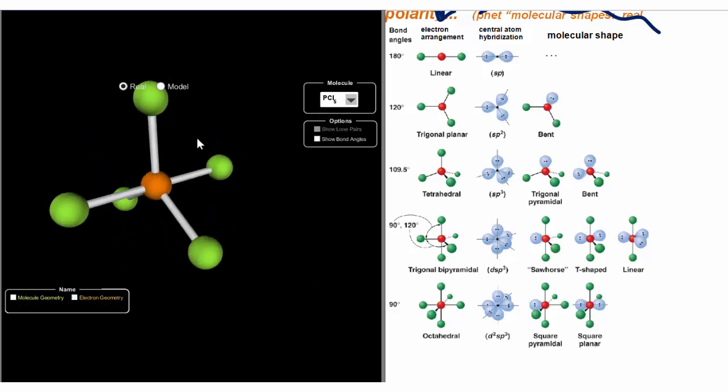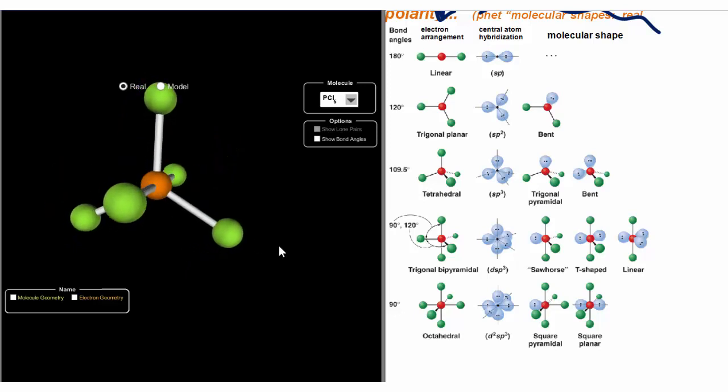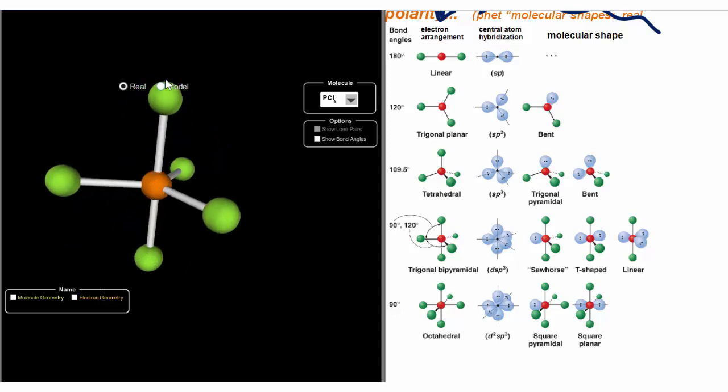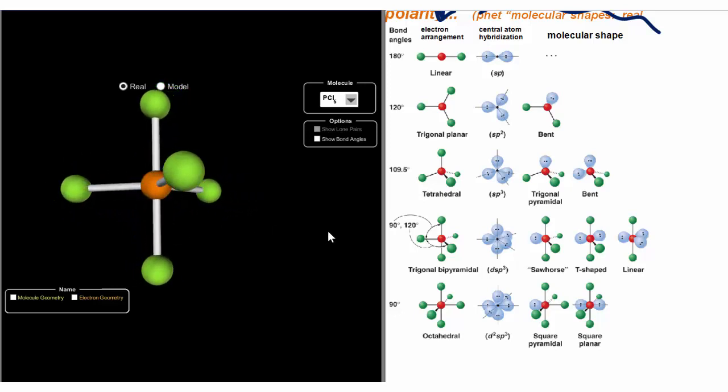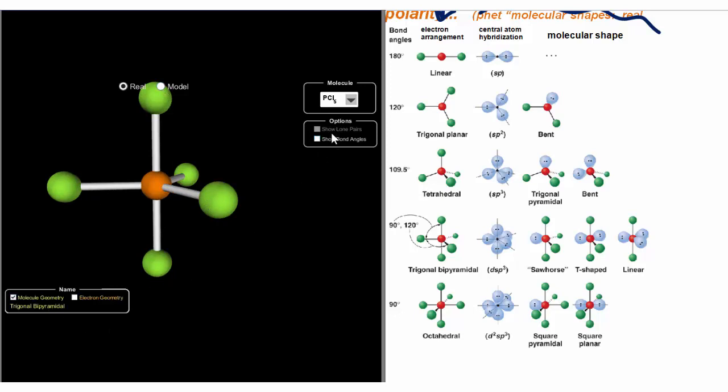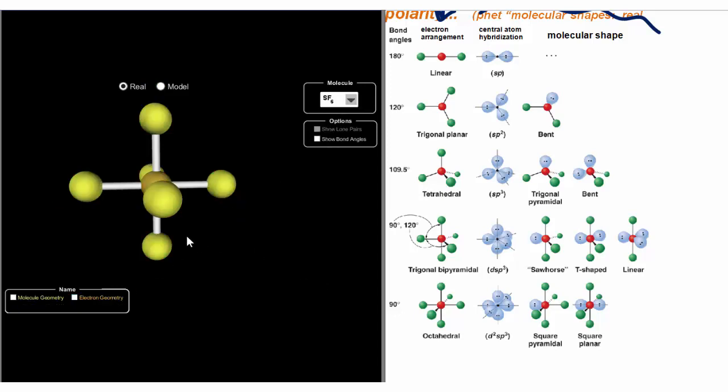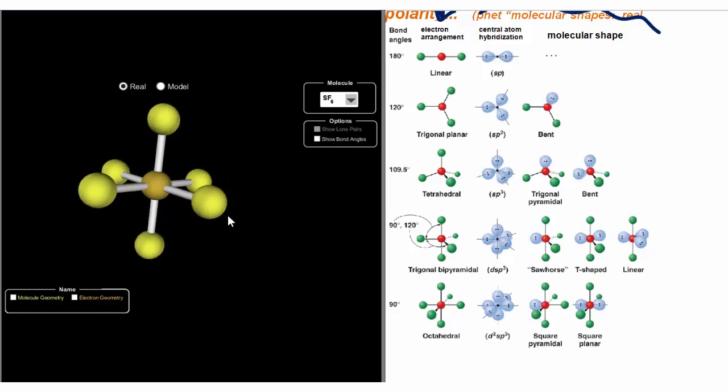Phosphorus pentafluoride. What shape is this? Triangle in the center, top and a bottom, trigonal bipyramidal. Electron geometry. There aren't any lone pairs, so trigonal bipyramidal is also the electron geometry, the electron pair arrangement. Sulfur hexafluoride. Octahedral, and octahedral electron geometry, because there's no lone pairs.